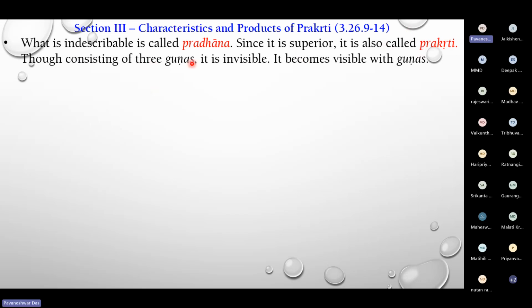Though consisting of 3 gunas, it is invisible; it becomes visible with gunas. When gunas are in balance, it is completely invisible. When the gunas become activated by the Lord's glance, then there is the manifestation of Ahankara, all those things which are to some extent visible or perceivable. Jivatma, knowledge.